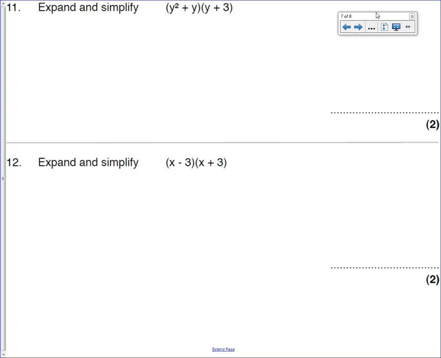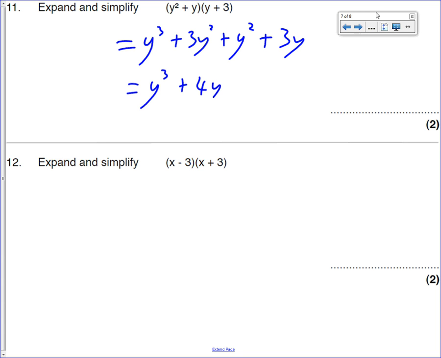11, first thing we've got to do is y squared times y. Y squared times y, that's y times y times y, so that's y cubed. Then we've got to do y squared times 3, that's 3y squared. Then y times y, which is y squared. Then y times 3, which is 3y. That simplifies to y cubed add 4y squared plus 3y.